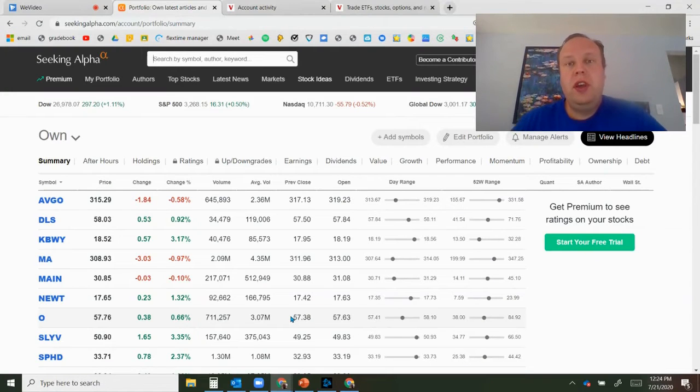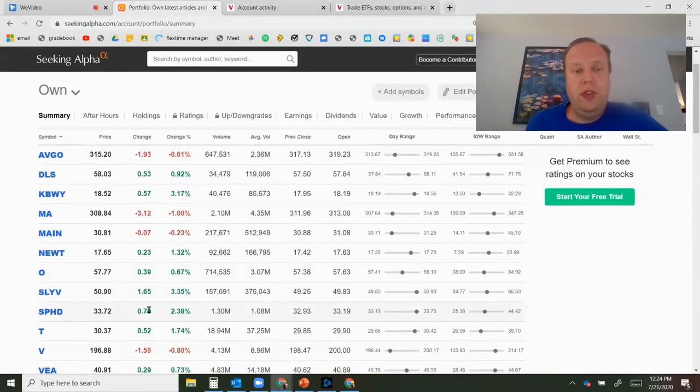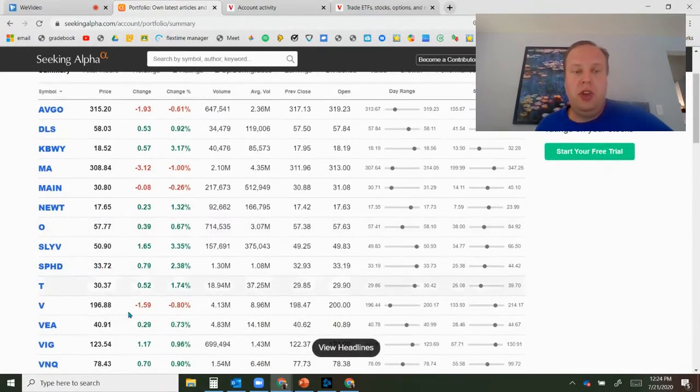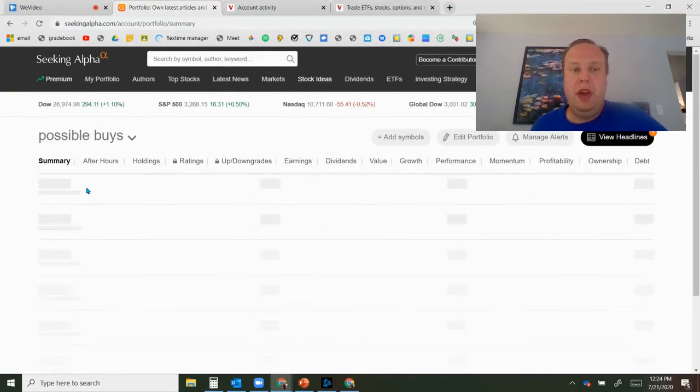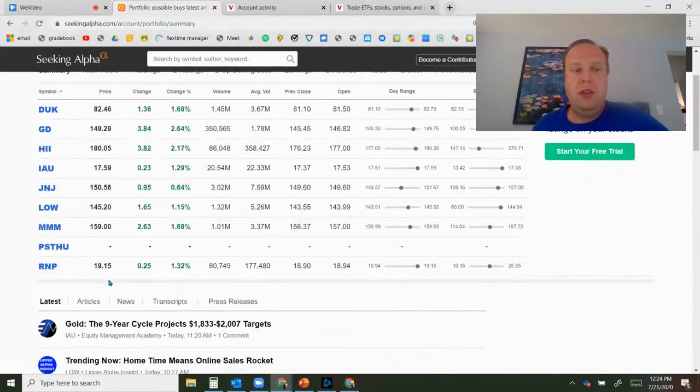All right, first is to make a watch list. So in Seeking Alpha, it's pretty easy to do. Here's all the stocks that I actually currently own. And then I made a possible buy tab. Doing the possible buys, these are all different companies that I'm considering buying if it hits a certain price, and I want to get a price that's a little lower than what it normally is.